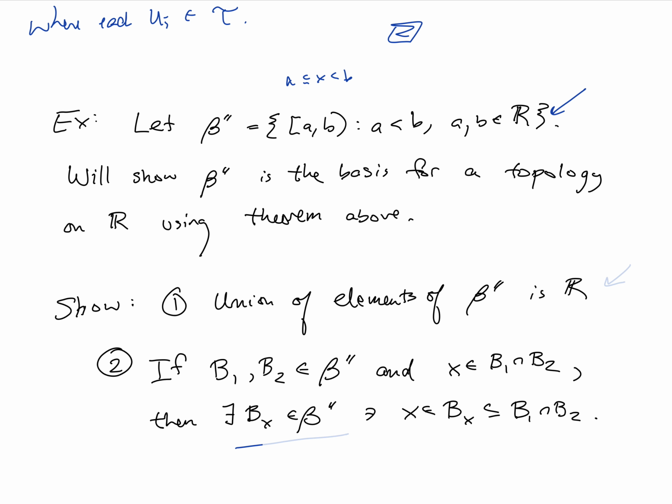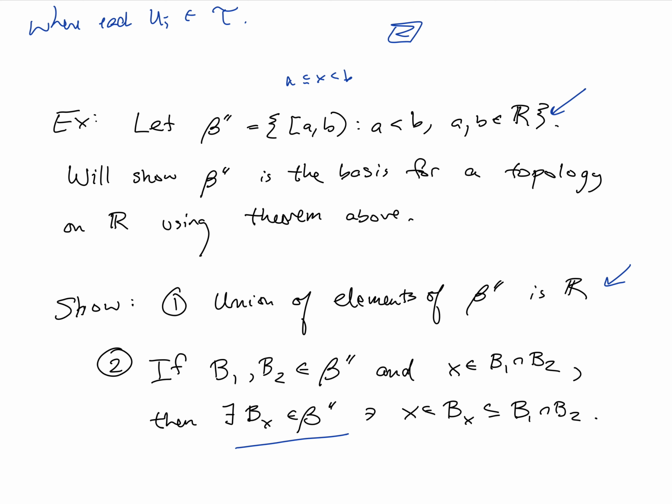So to use this theorem, we need to show that the union of elements of B prime is the set of real numbers, is the entire set, and that if B1 and B2 are elements of B prime and X is in their intersection, then there's some basis element in B double prime such that X is in that basis element and that basis element is a subset of their intersection. So let's show each of these pieces.